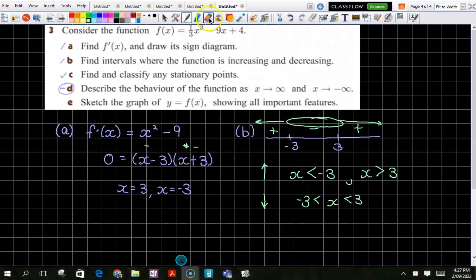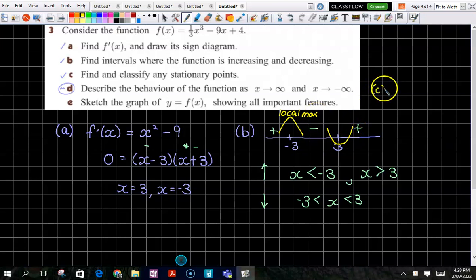Okay, so we've done the increasing and decreasing part there. Now the next bit is to find and classify the stationary points. So hopefully what we know by that is whether it is a maximum, a minimum, or a point of inflection. If we look here at the 3, minus 3, it's increasing and then decreasing. So at minus 3, we know we have a local max. And of course it works the other way: if it's decreasing and then increasing, here we've got a local min. So how are we going to find out what they are?